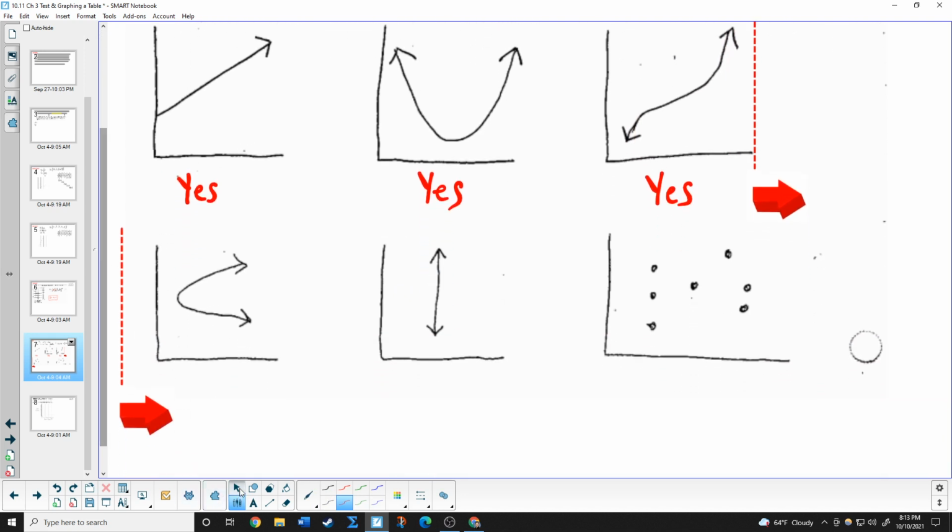Let's go ahead and check down here. All right, here we go. If you notice, this has a point here and here at the same time. It actually happens multiple times in here. So this does not pass the vertical line test, and therefore it's not a function.